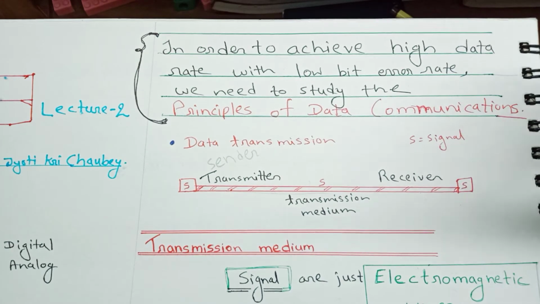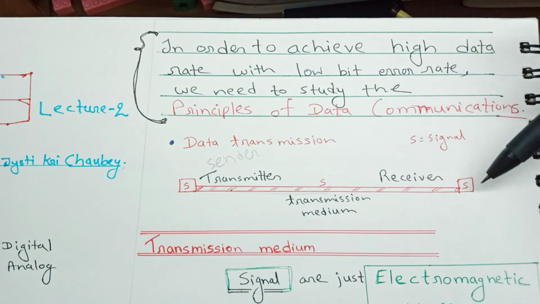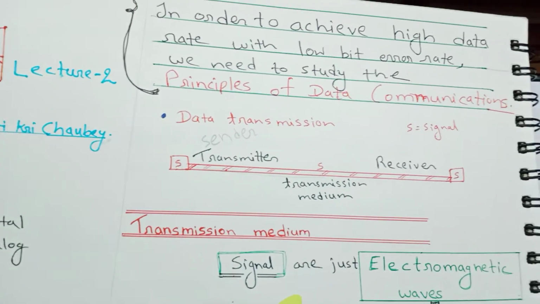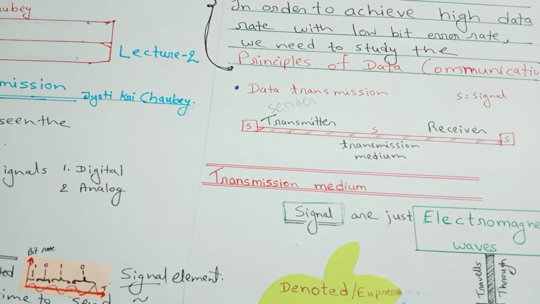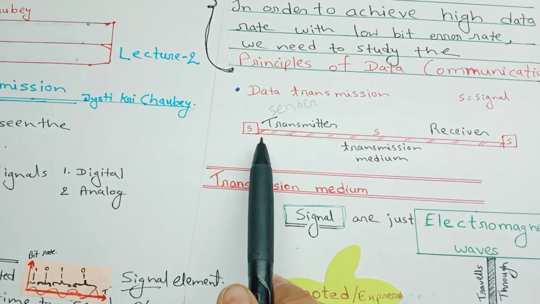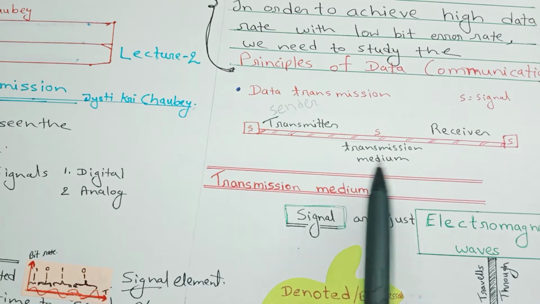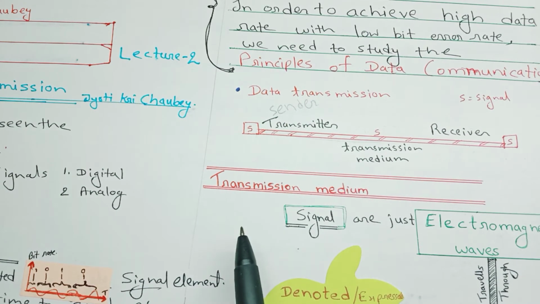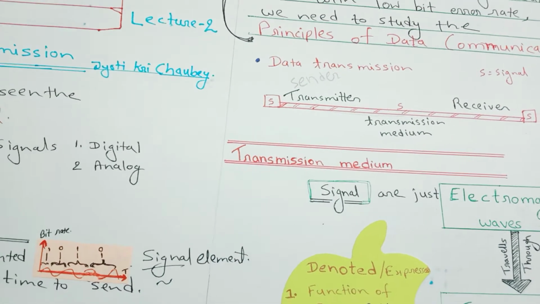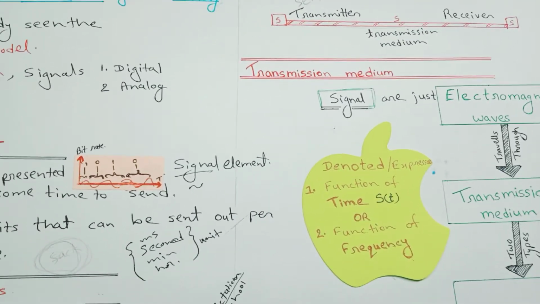Now come to the next point: data transmission, transmitter and receiver. As we know, there is a transmitter, which we can call the sender, and there is a receiver, and the message passes through the transmission medium. Then how does the transmission medium work? Signals are just electromagnetic.